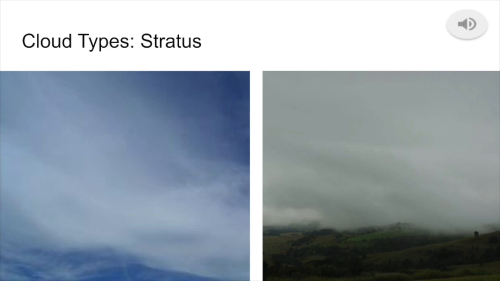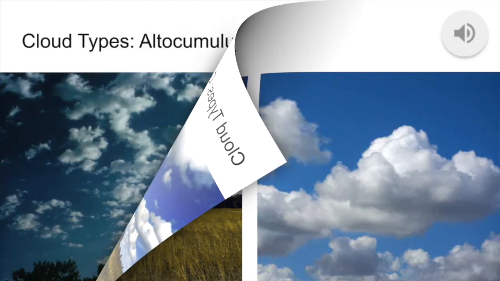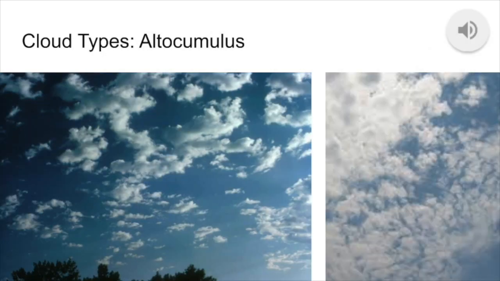Stratus clouds are low gray clouds that may have very little variation. Cumulus clouds are white clouds often described as puffy or cotton-like in appearance. Cumulus clouds may appear alone, in lines, or in clusters. Altocumulus clouds are mid-level clouds that have individual cloud elements, or heaps of clouds.